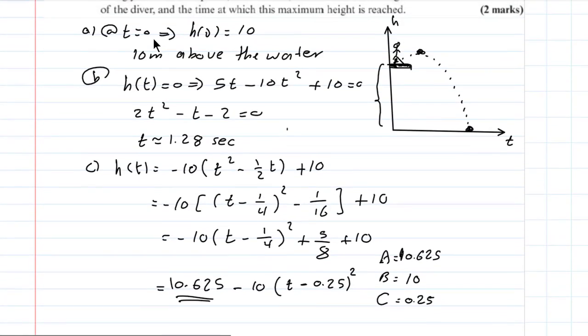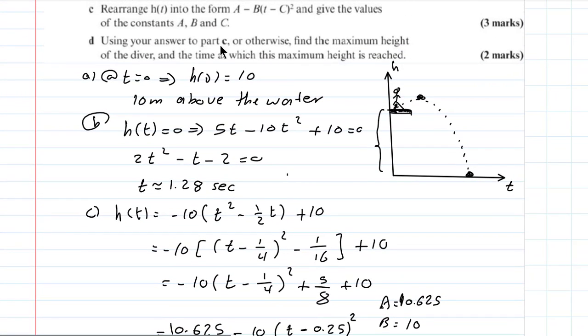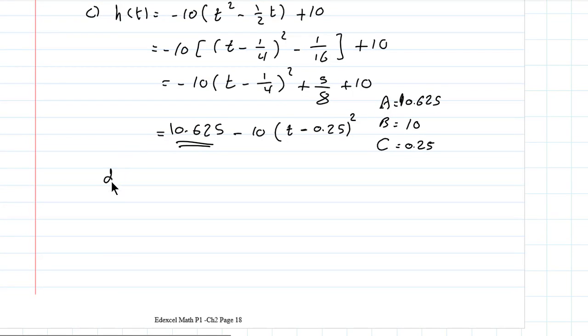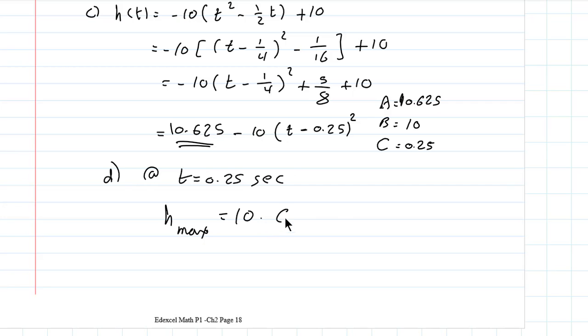The final item here, d, using your answer to part c or otherwise find the maximum height of the diver and the time at which this maximum height is reached. Of course, we know that for answering here, we can say at t equals quarter second, at which this expression, this bracket will be 0. The maximum height, h maximum, will be 10.625 meters. Very nice question.